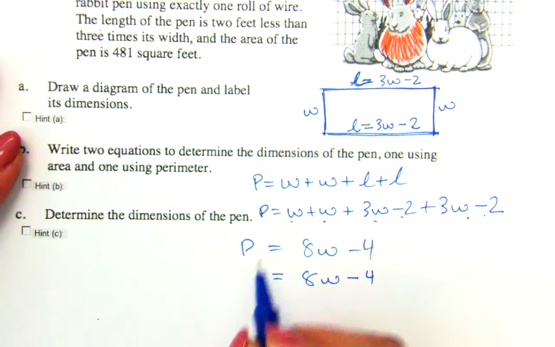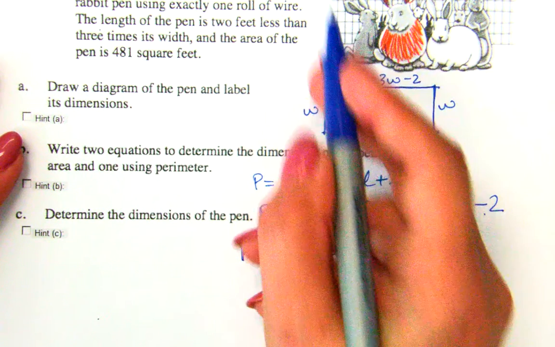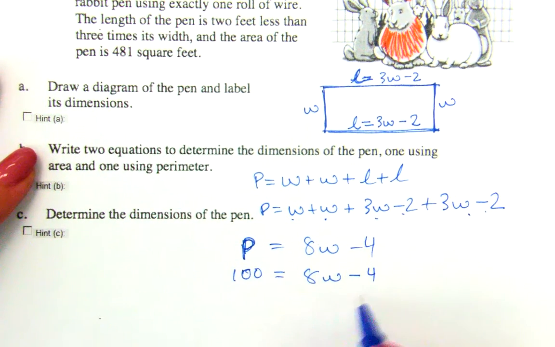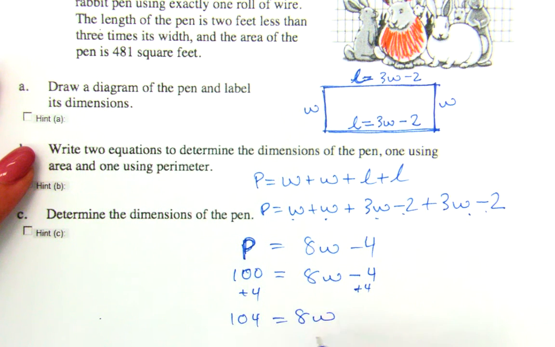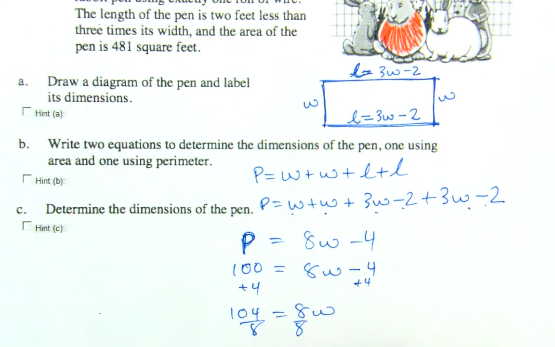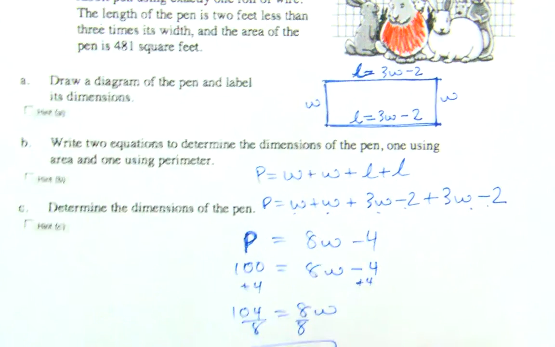But we have 100 linear feet of fencing to use, so technically the perimeter is 100. So we say plus 4, so 104 equals 8W. Divided by 8. I don't know, no idea what 104 is divided by 8. Matt, what's 104 divided by 8? I don't have a calculator. I just don't have it near me. I don't know where it's at. 13. Okay, good. So W is equal to 13. Or the width is 13.